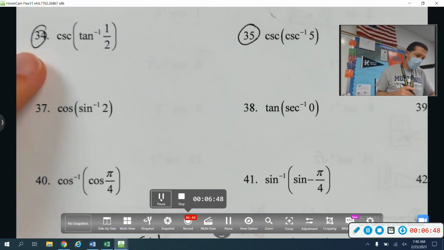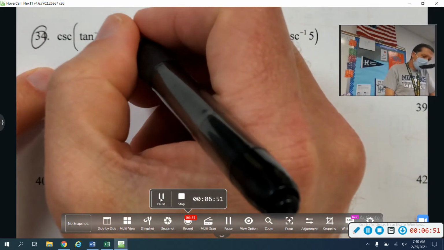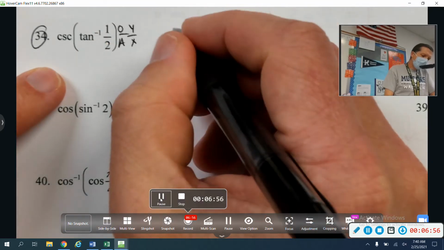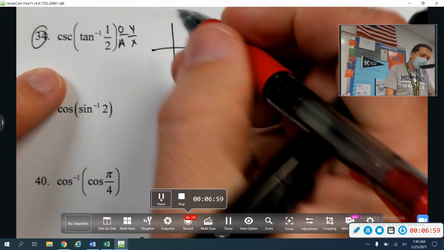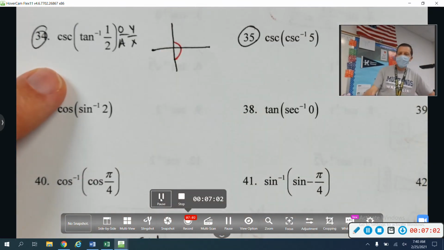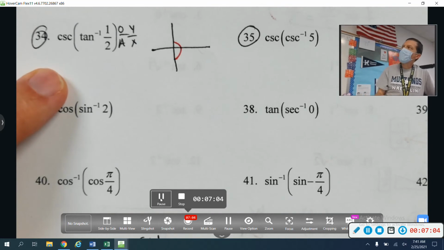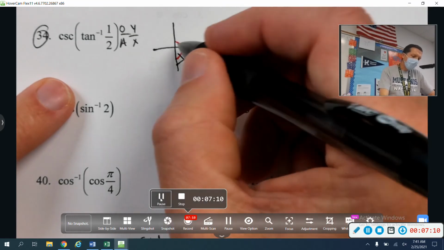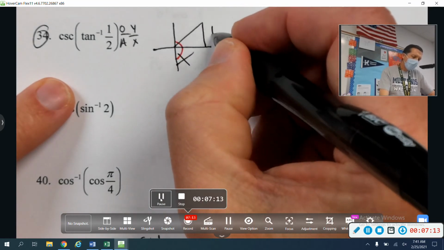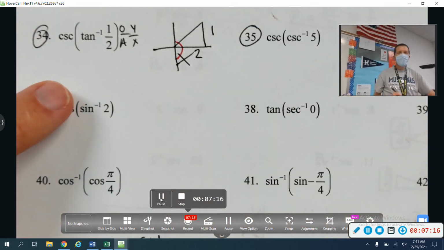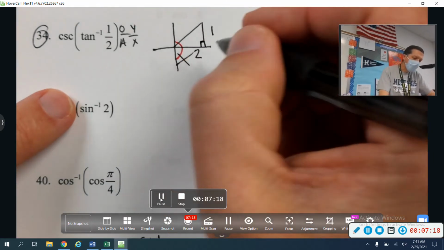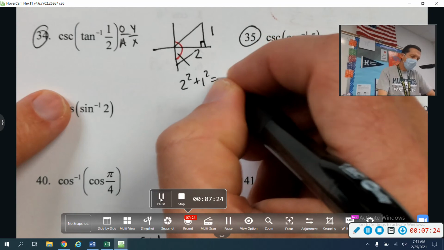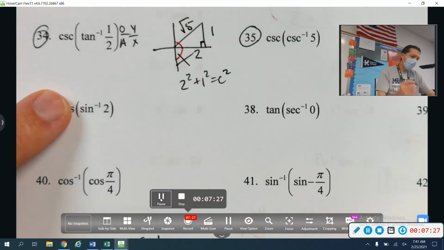Number 34. Inverse tangent is 1/2. See, tangent is opposite over adjacent, or y over x. Inverse tangent comes from 1 or 4. So it's positive, so it's got to be in quadrant 1. Opposite over adjacent. So this is not a Pythagorean triple, so I've got to do a squared plus b squared equals c squared. I mean, that's not a hard one, though. So that missing side is square root of 5.